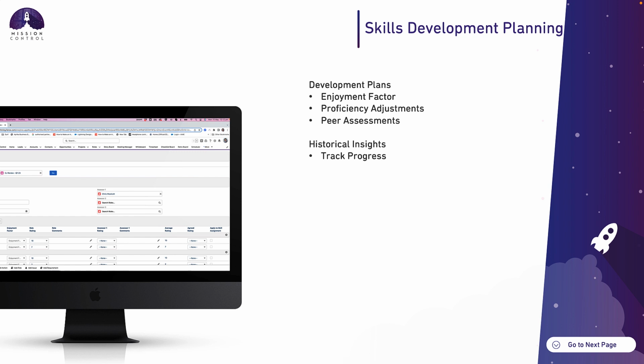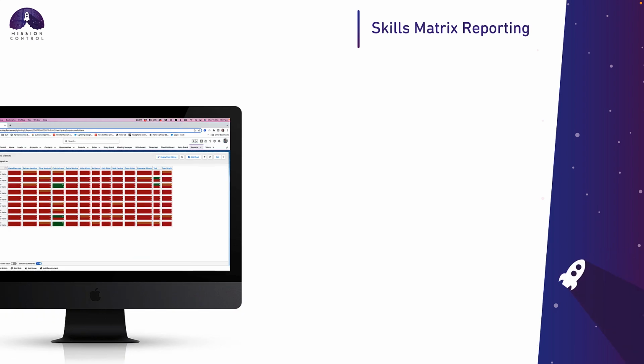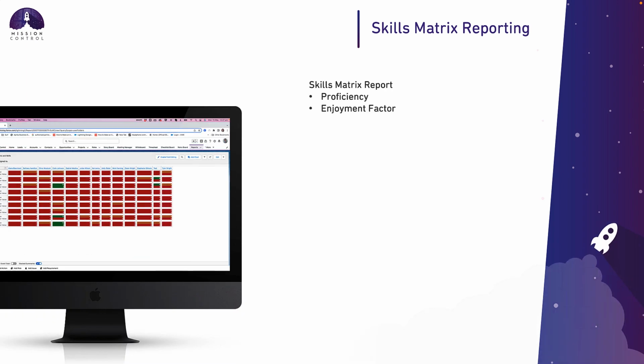And then you've also got the Insights tab, which gives you historical insight into the development across a number of development periods. To support that, we've also added in a skills matrix report that ultimately summarizes for each person the skills that they have, what their proficiency level is, and the enjoyment factor.